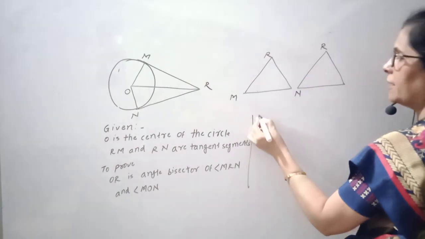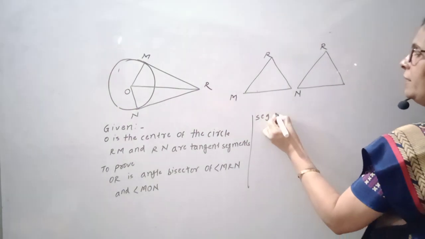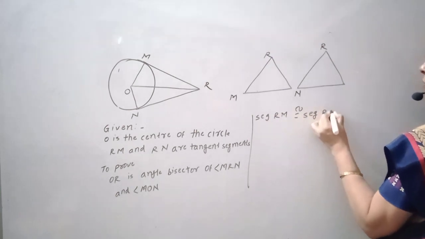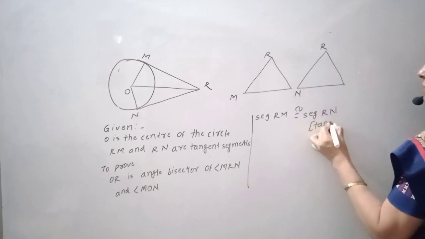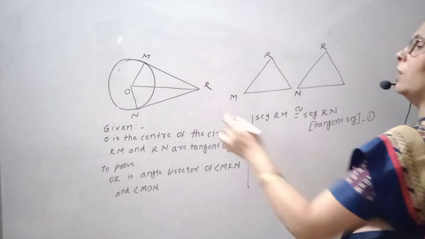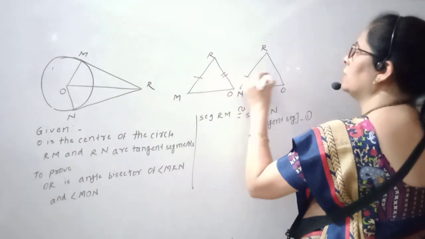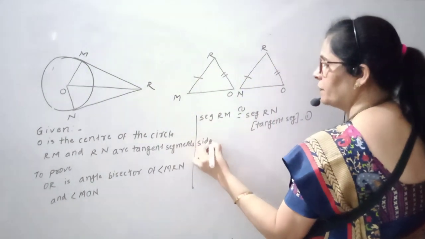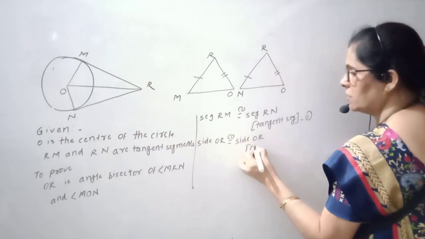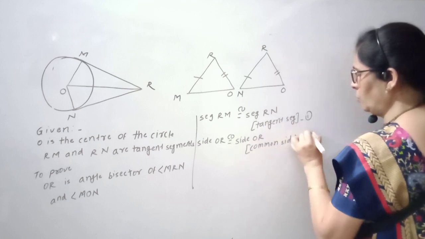Segment RM is congruent to segment RN. Why? These are the tangent segments. And here is equation number 1. Now what is OR? This is the common side. The side is common between the two triangles. So side OR is congruent to side OR. This is the common side. And here is number 2.